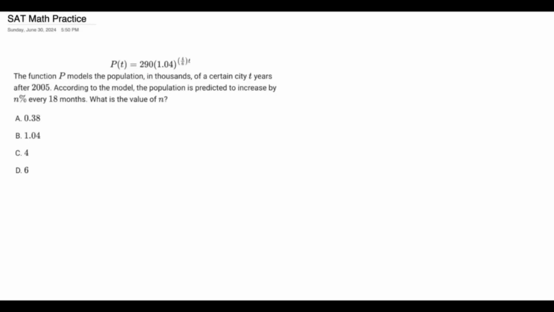Function P models population, in thousands, of a certain city t years after 2005. According to the model, the population is predicted to increase by n% every 18 months. What is the value of n?